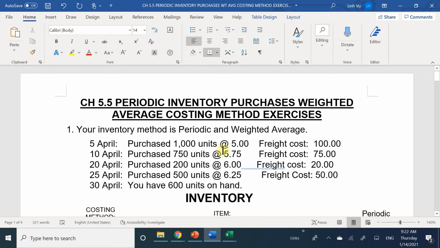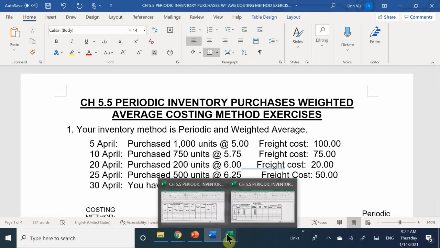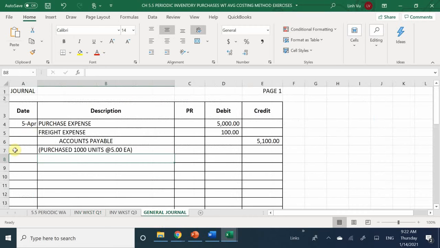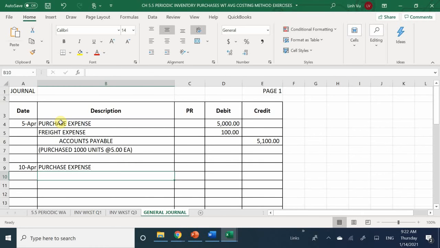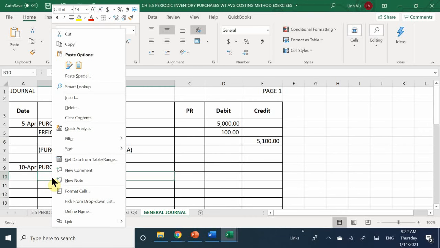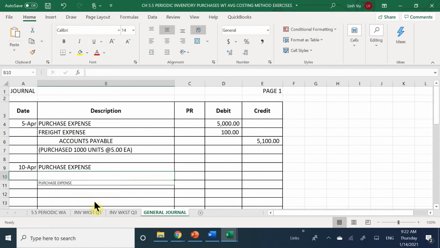So we purchased 750 units at $5.75 each with a freight cost of $75. So again, I'm going to go to my journal first and I'm going to record this on April 10. So what's my journal going to look like? Say that again. What was that, purchase expense? Yes. Okay, so here I could just copy the cell over. This one you could also do the easy drop down menu, if you guys actually remembered that. Pick from item on the list.